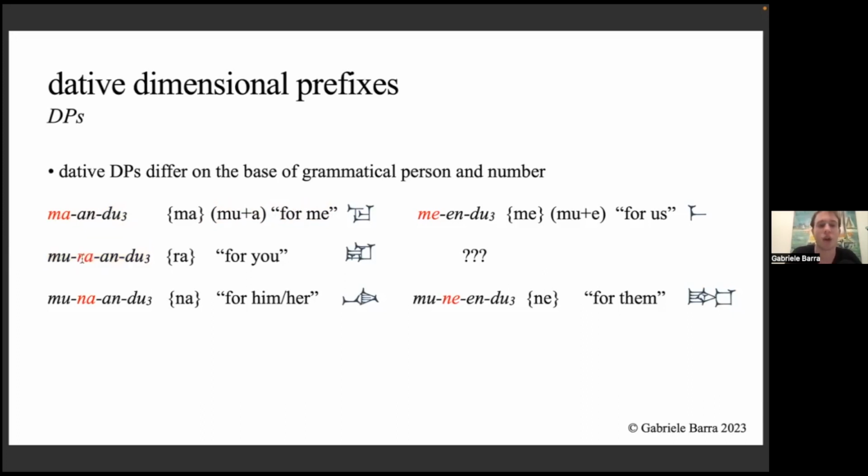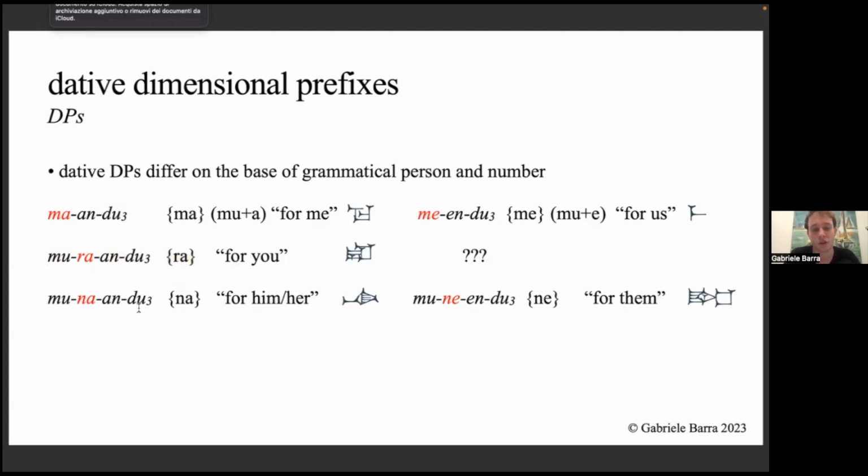In this case, we have a distinct conjugation prefix element, so the mu. Then you have a dimensional prefix, so in this case, a second person dative dimensional prefix, then the n, and then the du. So here the ra is the dimensional prefix, so the dative element, meaning for you.